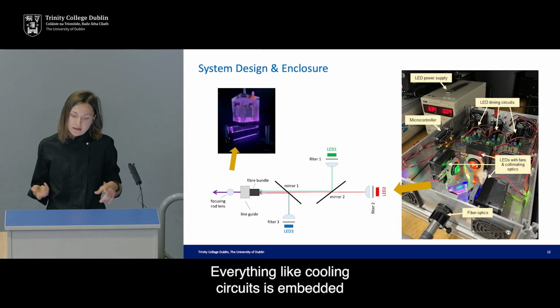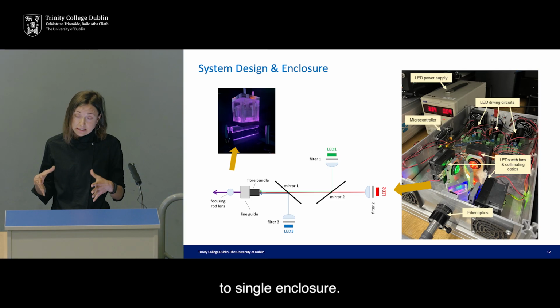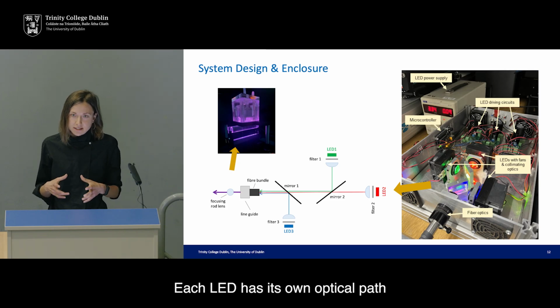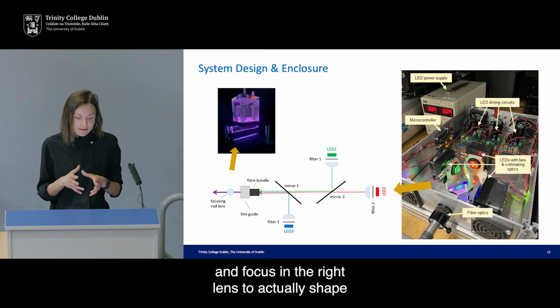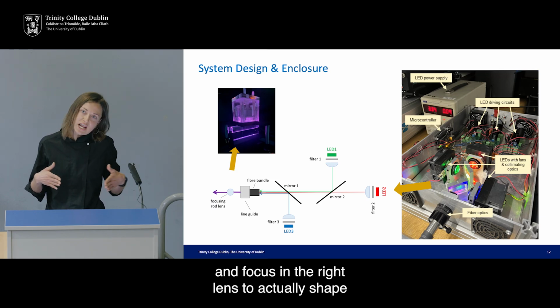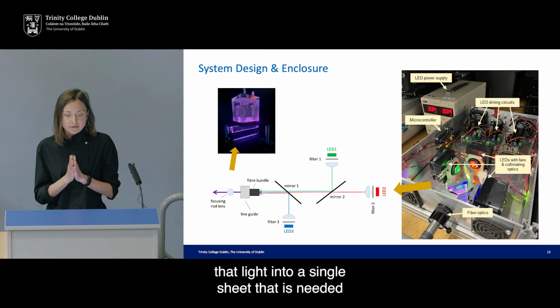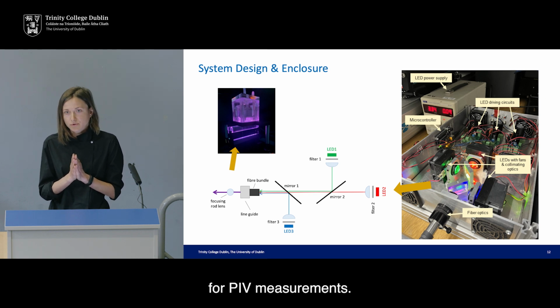Everything, like cooling circuits, is embedded into a single enclosure. Each LED has its own optical path with mirrors and filters, and we use a fiber bundle and a focusing lens to shape that light into a single sheet that is needed for PIV measurements.